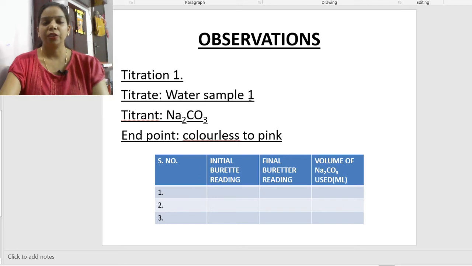So titration 1 is for water sample 1. Here the titrant is sodium carbonate and the titrate is our water sample. We can take 10 ml of this water sample, add 2 drops of phenolphthalein indicator and titrate against our sodium carbonate solution. This way you can draw the table, serial number 1, 2, 3. You have to take a minimum of 3 concordant readings: initial burette reading, final burette reading, and the volume of carbonate used in ml.